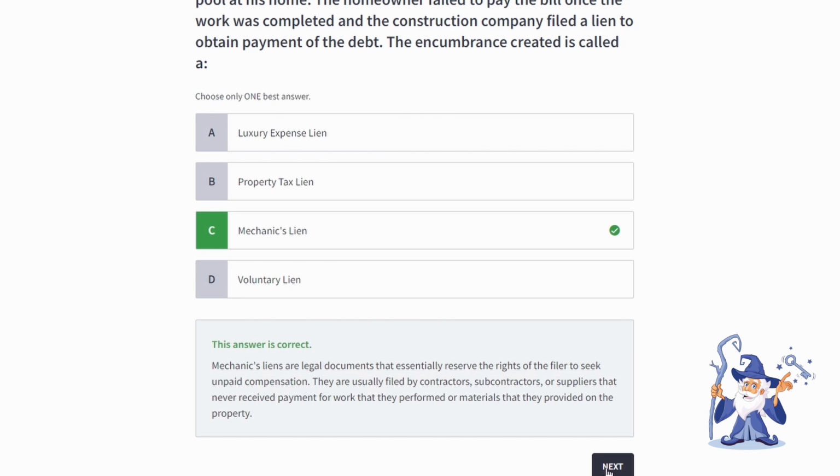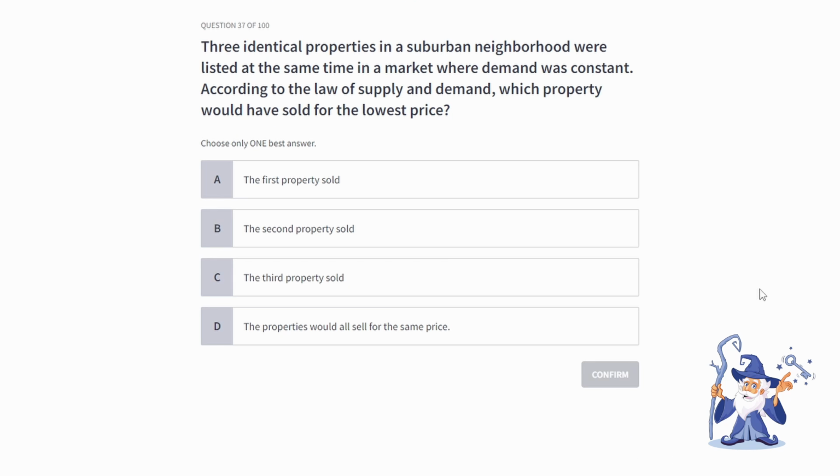All right, next one. Question 37. 3 identical properties in a suburban neighborhood were listed at the same time in a market where demand was constant. According to the law of supply and demand, which property would have sold for the lowest price? And it gives us 4 options. A, the first property sold. B, the second property sold. C, the third property sold. Or D, the properties would all sell for the same price. Okay, so go ahead and think this one over. I'm really curious about the results on this one. So think it over.